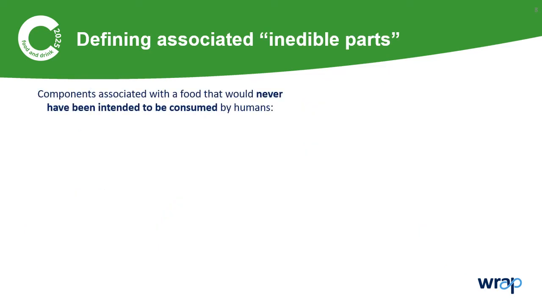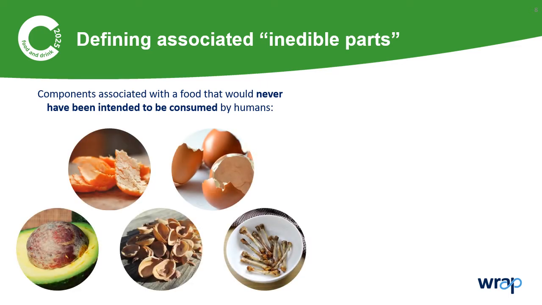Okay, so what about associated inedible parts? So these are intrinsic components of food that were never intended to be consumed by humans. So just a few examples here. That might include things like peel or bones or pits or stones, in certain types of fruit. And those are intrinsic, naturally occurring parts of the food that were never intended to be consumed by humans and are therefore defined as associated inedible parts.